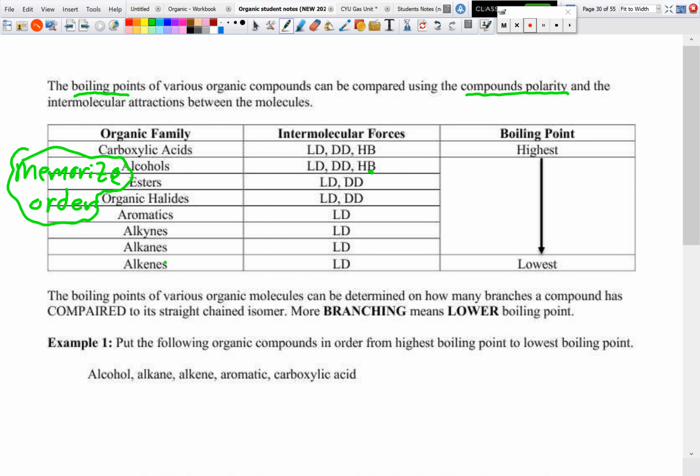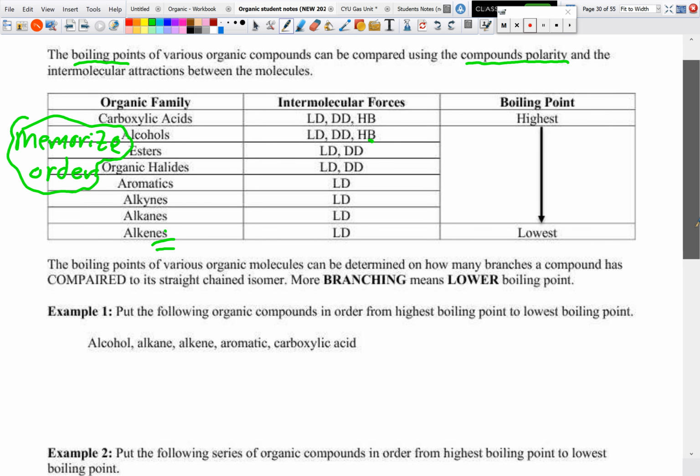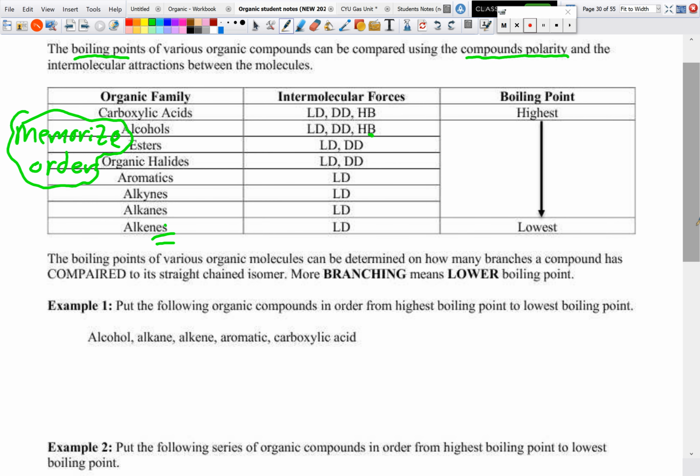And this is the order from highest to lowest right here. Alkenes have the lowest boiling point out of any single organic molecule that's there. So the big thing is just using this chart. So example 1: put the following organic compounds in order from highest boiling point to lowest, right?